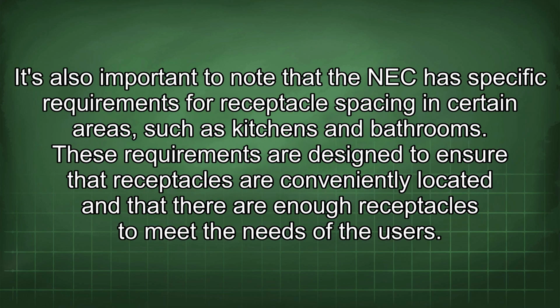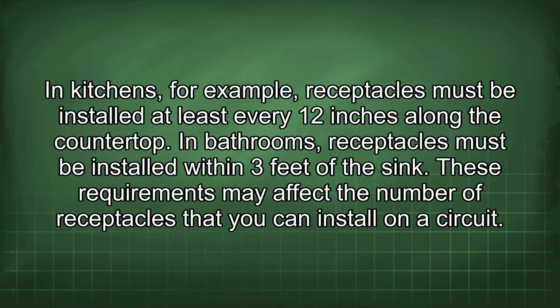It's also important to note that the NEC has specific requirements for receptacle spacing in certain areas, such as kitchens and bathrooms. These requirements are designed to ensure that receptacles are conveniently located and that there are enough receptacles to meet the needs of the users. In kitchens, for example, receptacles must be installed at least every 12 inches along the countertop. In bathrooms, receptacles must be installed within 3 feet of the sink. These requirements may affect the number of receptacles that you can install on a circuit.